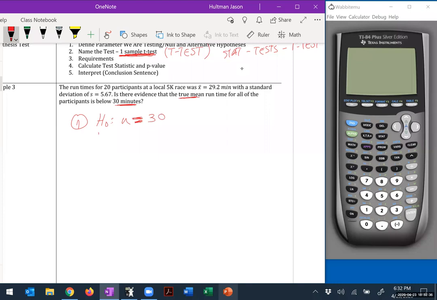What's the alternative? Mu is less than, right? Because of the word below here. Mu is less than 30 minutes. Okay, that's step 1. What's the test that we're going to be using? Oh, it's a one sample t-test. Okay, one sample t-test. That's what we're going to be using.